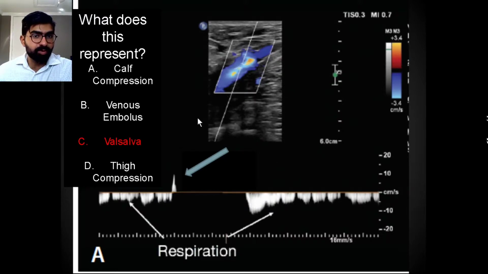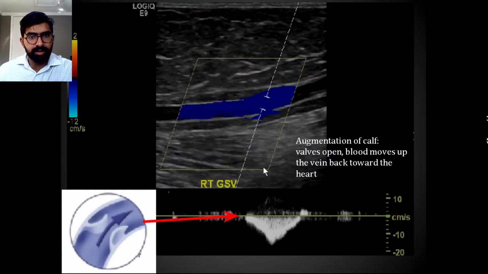So blood flow is normally moving from right to left, but for that brief moment, what happens? Well, you increase the intra-abdominal pressure and blood flow wants to go backwards. And does it? No. And we will talk about why that is in a second, but this is that representation. This represents the Valsalva maneuver. Now, let's differentiate this from some of the other answers that were presented. So this is an image of the great saphenous vein on the right side.